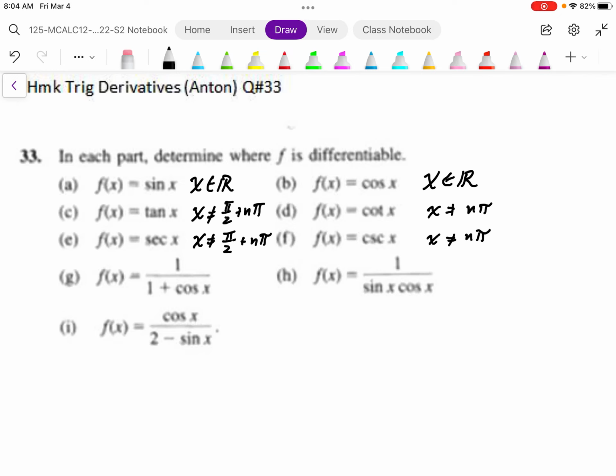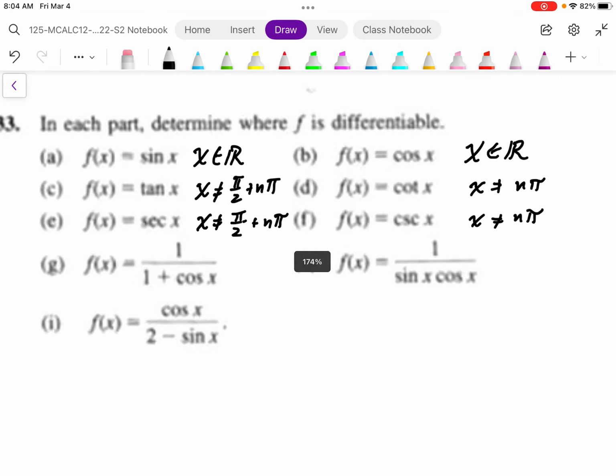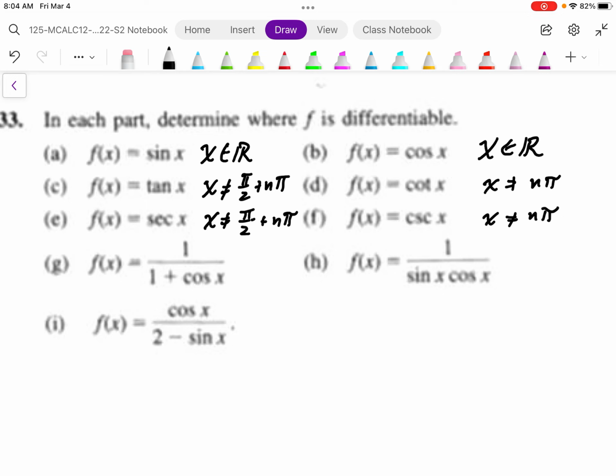For 1 over 1 plus cos. Now, the cosine is defined for all real values, so that embedded function has no restrictions. However, the denominator cannot be equal to 0. So this 1 plus cos in the denominator cannot be equal to 0.